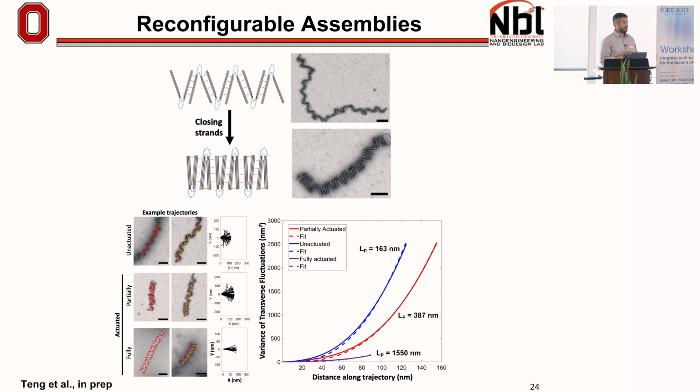So if we actuate these hinges, we can get differences in the overall persistence length, the overall stiffness of these polymers, by a factor of about 2.5 to 10-fold increase in stiffness by actuation.